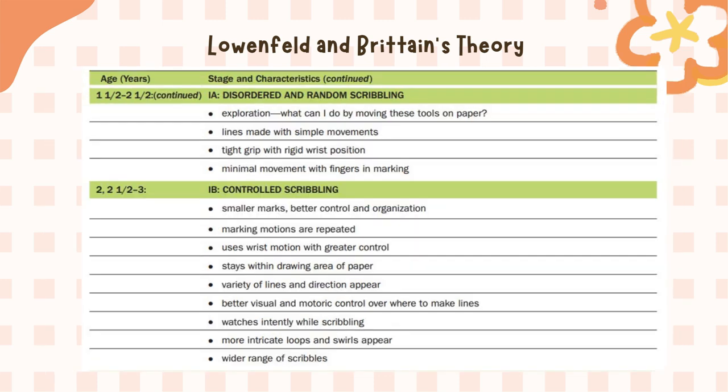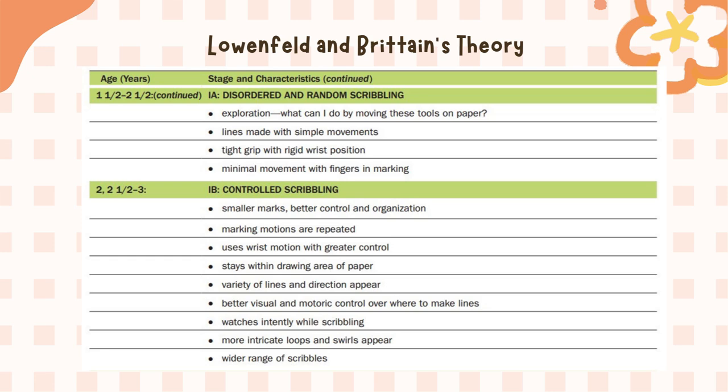Now, let's look at Lowenfeld and Britton's theory. This slide shows two stages of children's scribbling. First is the disordered and random scribbling stage, around 1.5 to 2.5 years old. At this stage, children are mainly exploring. They are discovering, what can I do by moving this crayon or tool on the paper? Their marks are simple, and they have limited control over their fingers and hands.